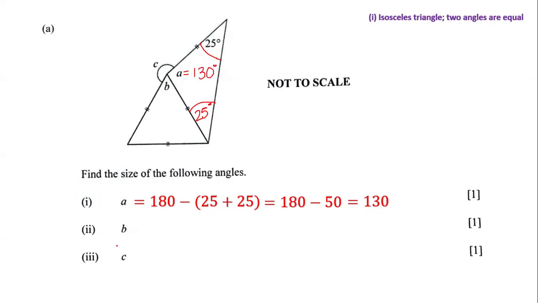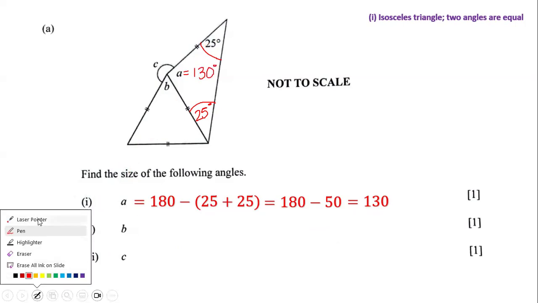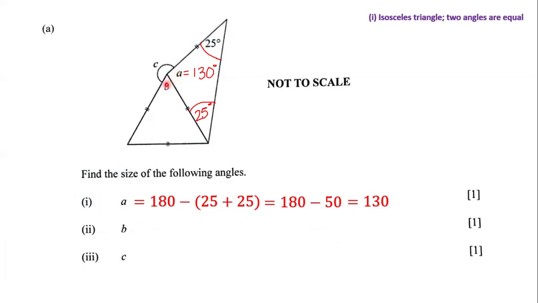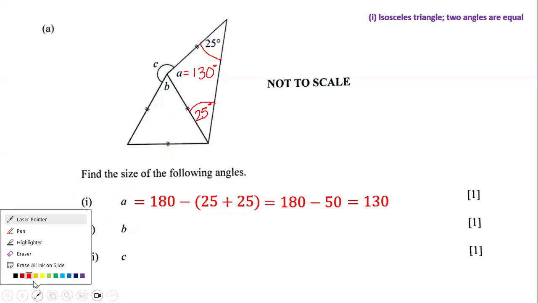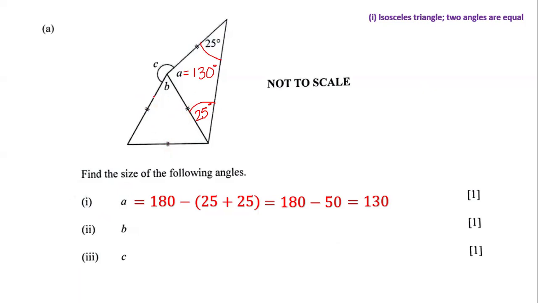Next, we need to determine the size of angle B. Angle B is right here. Notice that this side has the double strokes, this side has the double strokes, and this side also has the double strokes. That means that all three sides of this triangle are equal, so we're dealing with an equilateral triangle. If all three sides are equal, then all three angles are equal as well.